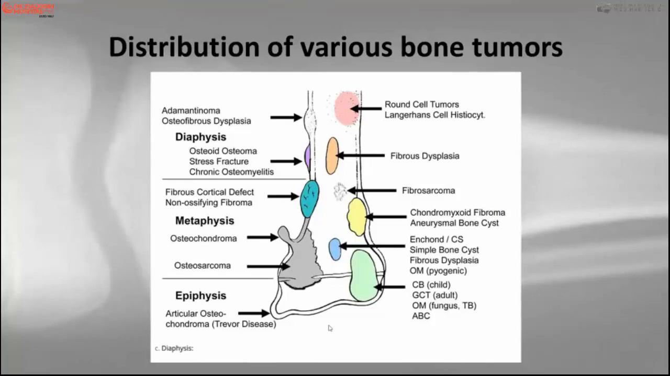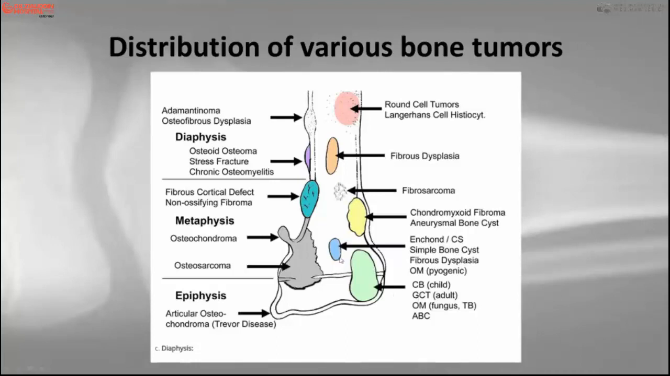This picture, as we are all very familiar, gives us just a small clue as to what we are dealing with. Starting from the bottom, if some lesion appears in the epiphysis and it is a child, then the most likely chance is a chondroblastoma. If it's just juxta-epiphyseal, then we are encountering a giant cell tumor.